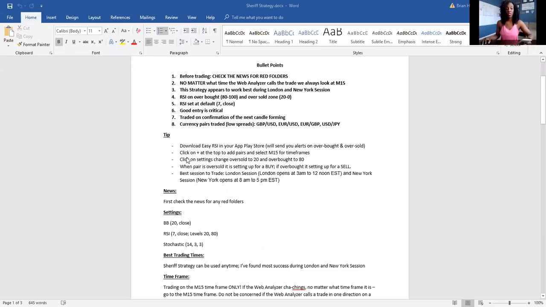So what you would do is you download the app, you click on the plus sign at the top, and you add the pairs and select the 15-minute time frames, okay? You click on settings, you change the oversold to 20 and overbought to 80. When the pair is oversold, it is setting up for a buy, and if overbought, it's setting up for a sell. So it's going to alert you. When it sends you the alert, it's going to tell you if a pair is overbought or oversold, and it'll either be close to your 80 or close to your 20 on the RSI setting.